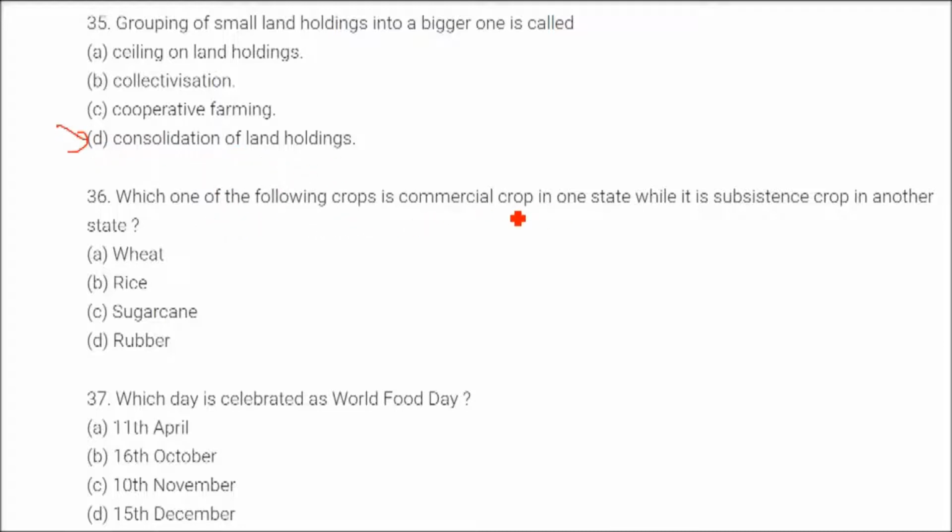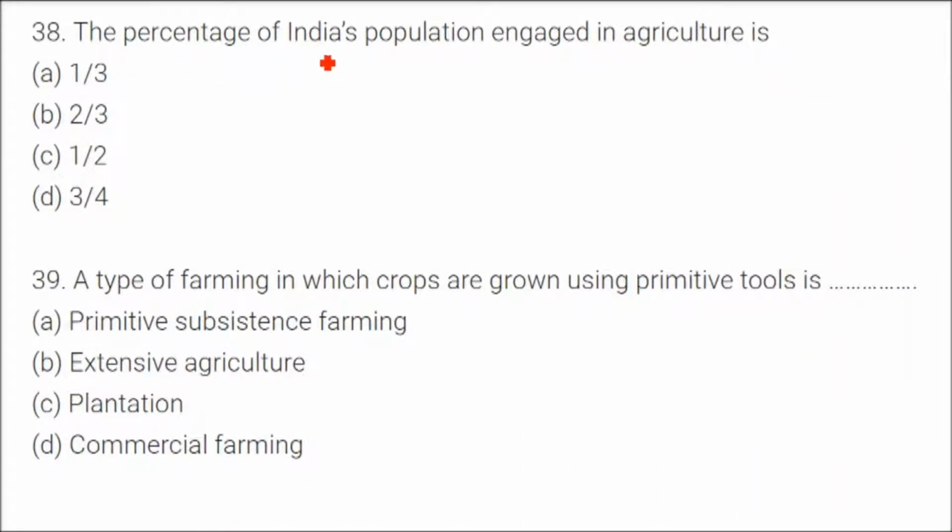Which one of the following crops is a commercial crop in one state while it is a subsistence crop in another state? The answer is rice. In Odisha, it's subsistence. Which day is celebrated as World Food Day? It is 16th October. The percentage of India's population engaged in agriculture is around 55 to 60%. So you can say it is 2/3.